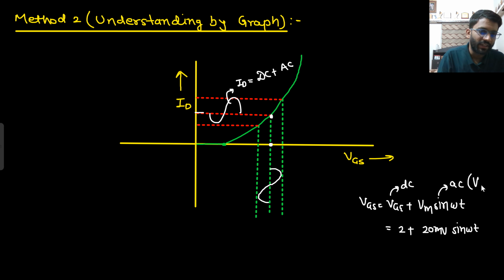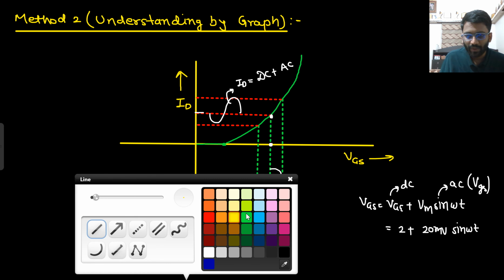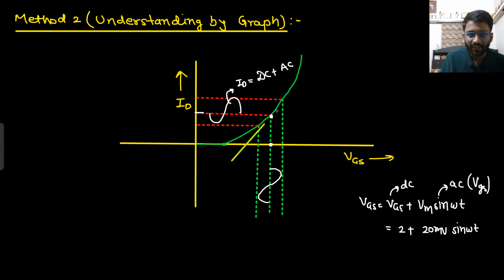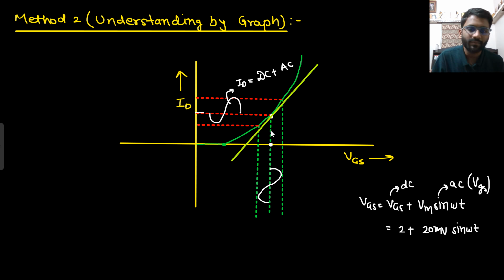How can you find the AC signal? This I am calling as VGS. What will you do? You will find the slope at the operating point. What do I mean by operating point? This is the slope that you will find. Let's call this slope theta. So your theta will be del ID by del VGS.